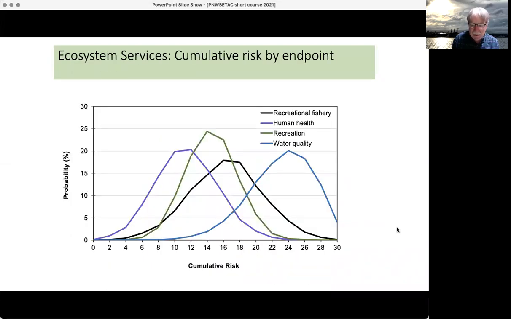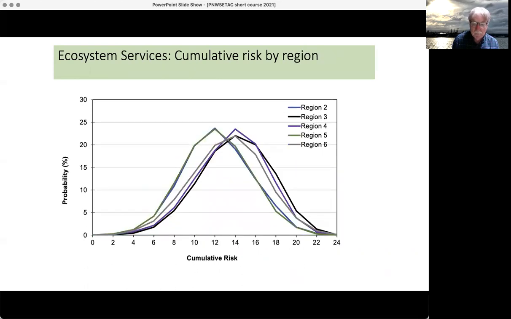There are distributions to all this. Water quality at times can be at a fairly broad distribution. The lowest, as far as the distribution is concerned, is the recreational fishery, with recreation in there. So this is cumulative risk per endpoint per region. Again, cumulative risk by region for each one of the different endpoints.